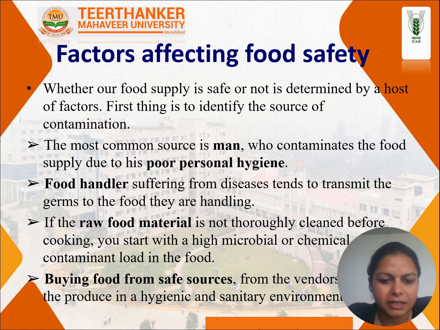The next factor is raw food material. If the raw food material is not thoroughly cleaned before cooking or processing, you start with a high microbial or chemical contamination load in the food. The next factor is buying food from safe sources, or buying food from vendors who have proof from the FSSAI that they are processing or selling food which is approved by the FSSAI, and which is also produced in hygienic and sanitary conditions.